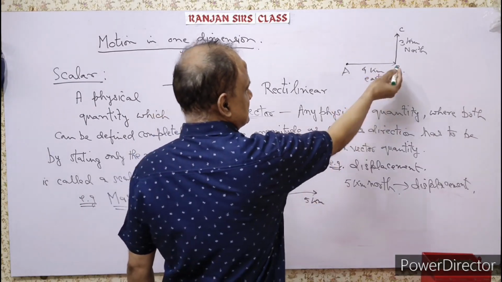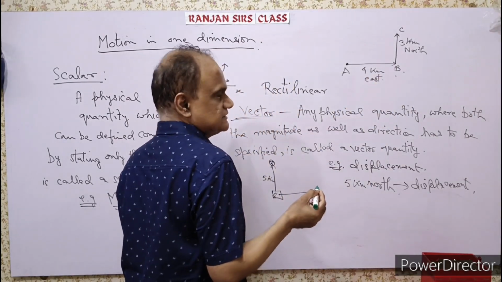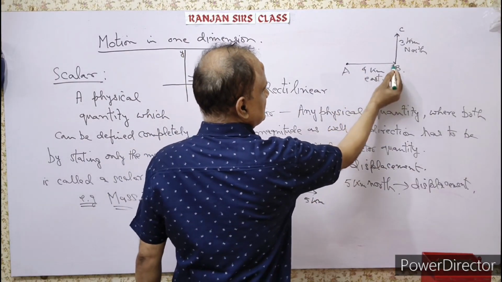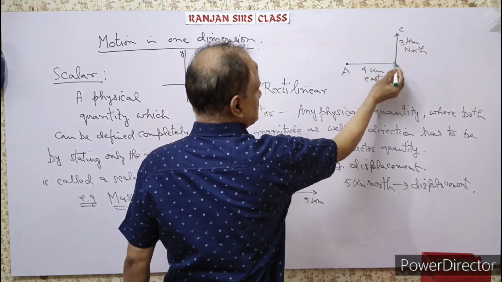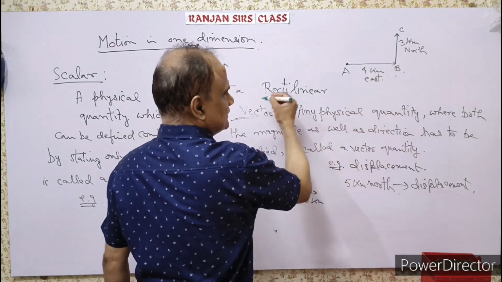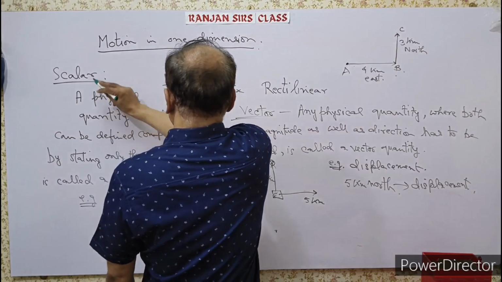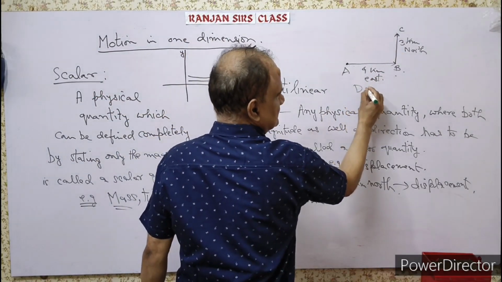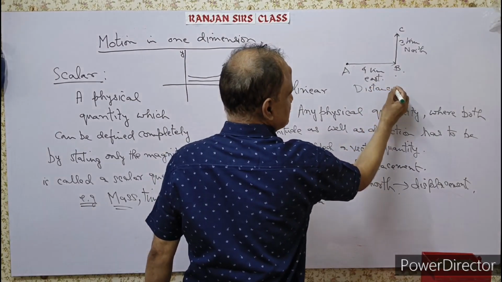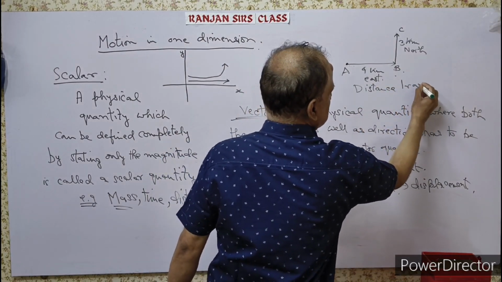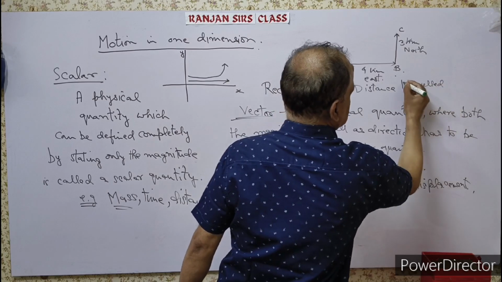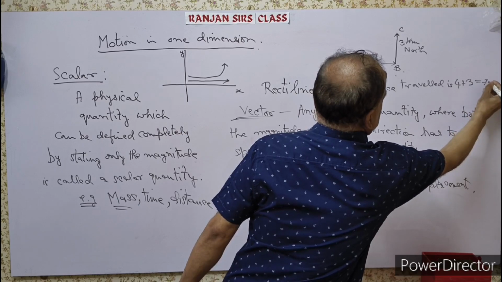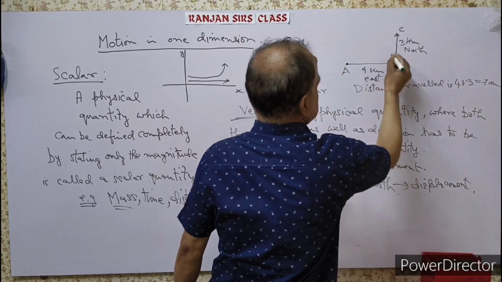You have ended up at point C. So what is the distance that you have traveled? The distance traveled is the actual path that has been traversed. So 4 kilometers plus 3 kilometers is the total distance traveled. Here the direction is not important. So it was a scalar quantity, distance. So I can write, can't I write? Distance traveled is 4 plus 3 is equal to 7 kilometers. I have traveled a distance of 7 kilometers.